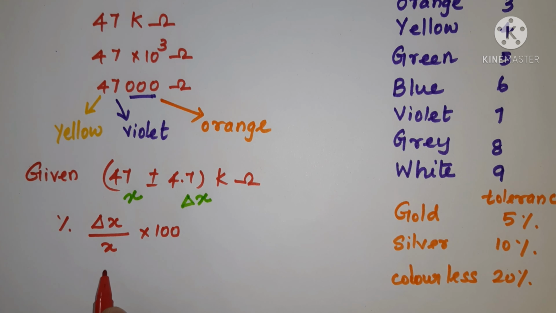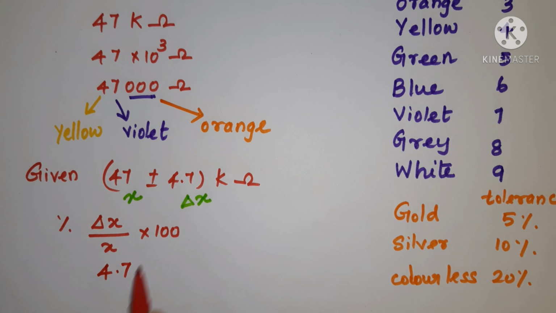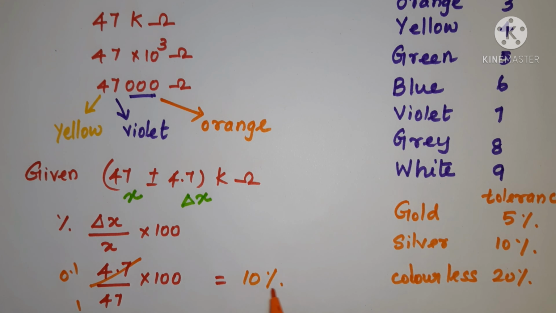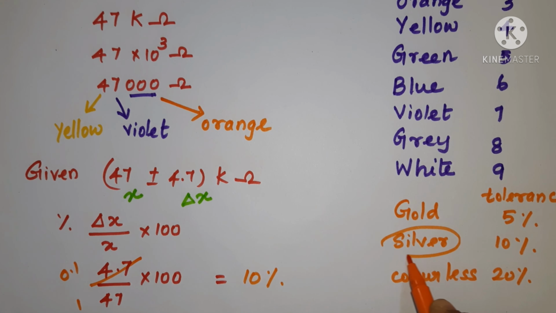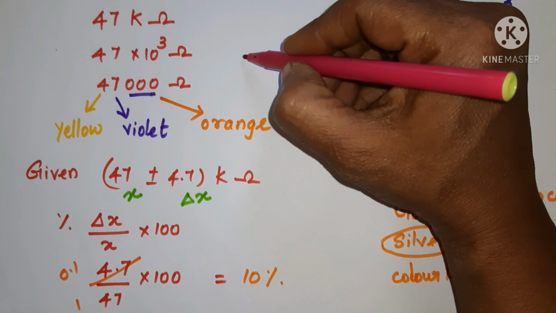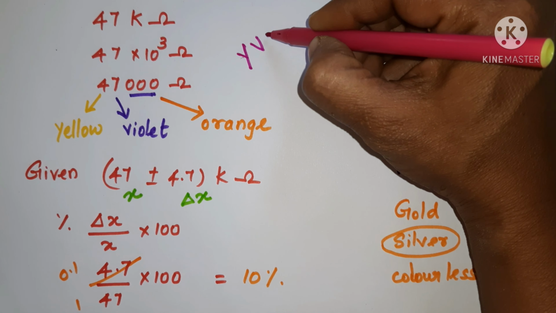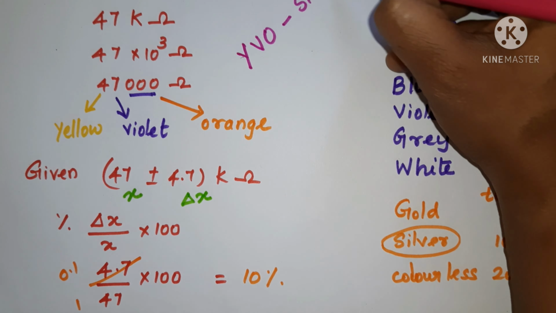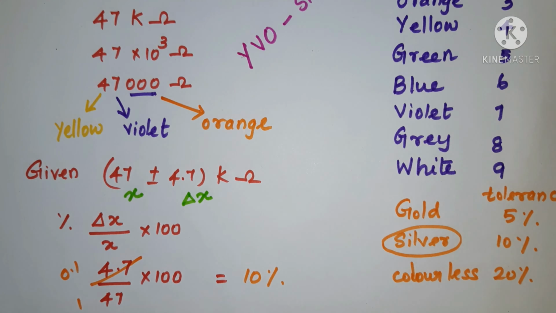Therefore, we write it to be 4.7 divided by this X value, 47, into 100, which will be equal to 0.1 into 100. That is 10%. If it is 10%, then we have the color sequence to be silver color. Therefore, we have the color sequence to be yellow, violet, orange, and the tolerance to be silver color.